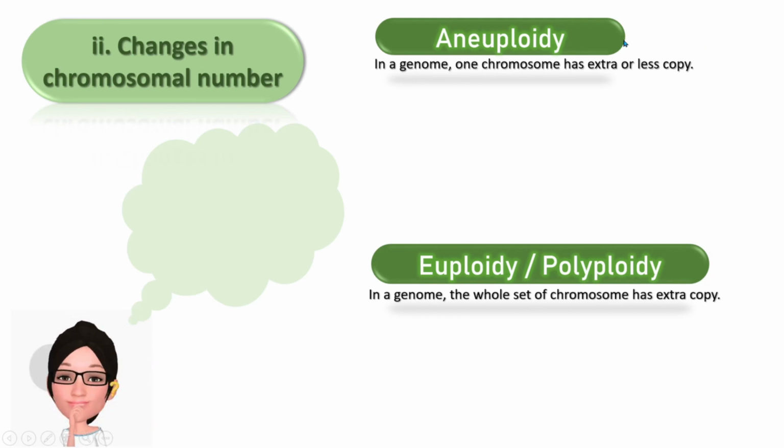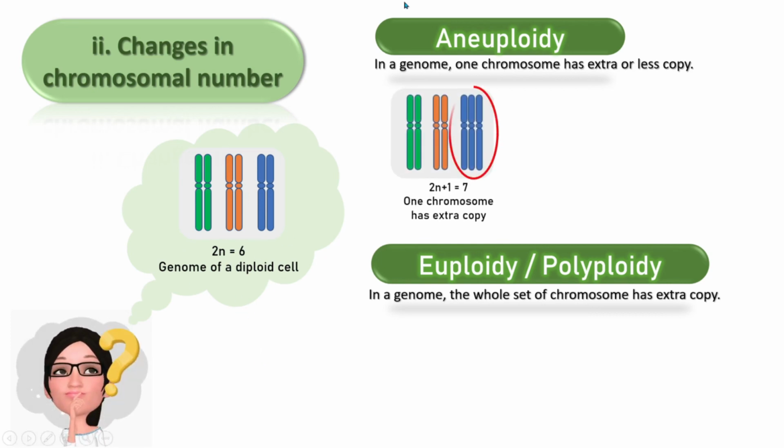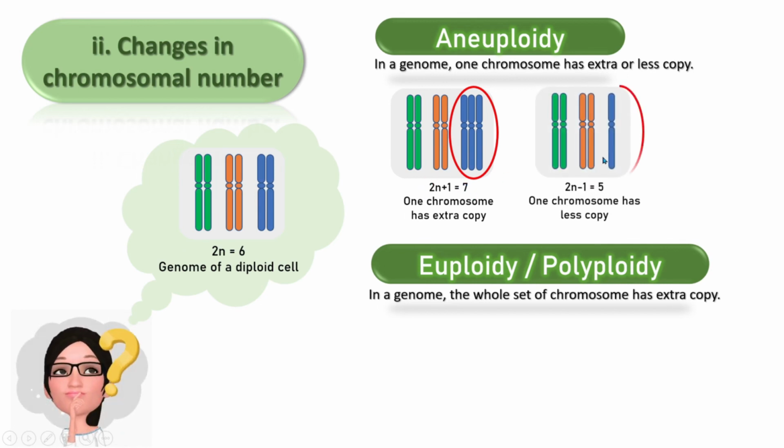Aneuploidy is when, in a genome, one chromosome has an extra or fewer copy, while euploidy is when, in a genome, the whole set of chromosomes has an extra copy. Let's say we have a diploid cell containing 6 chromosomes. In aneuploidy, one chromosome has an extra copy, hence the chromosome number is 7. Or one chromosome has one less copy, hence the chromosome number is 5.